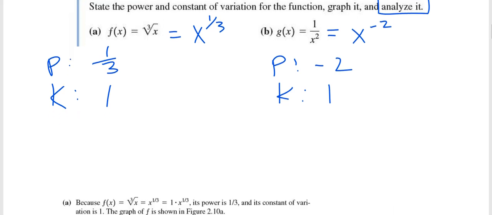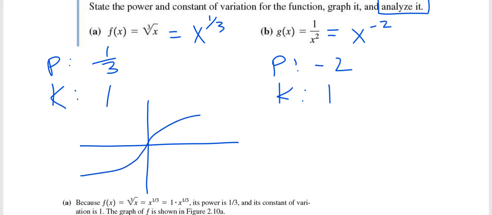Interesting. Let's get a graph. What does the graph of the cube root look like? Which two quadrants is it in? Can you tell me which two quadrants it's in? 1 and 3. Yep. 1 and 3. How about 1 over x squared? Which two quadrants is that one in? It is in 1 and 2.